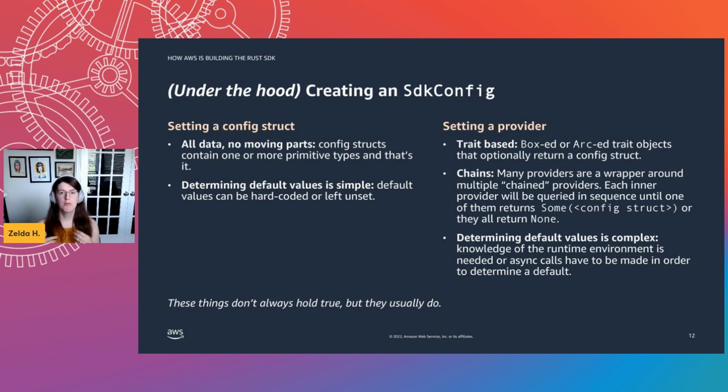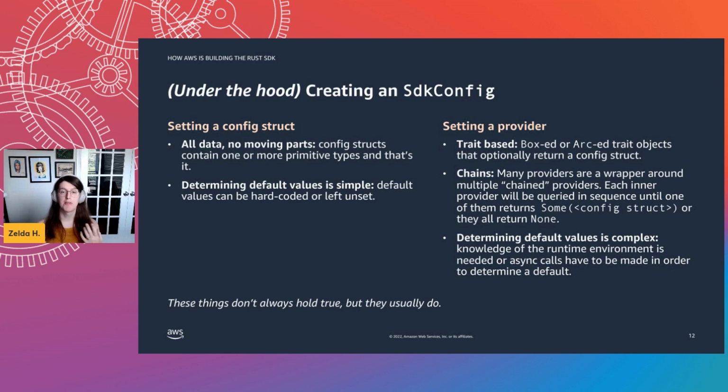But for really complex things, like credentials and so on, we use these things called providers. A provider is some sort of trait object that optionally returns one of those config structs. And we box or arc them so we can pass them around, but not worry about ownership.